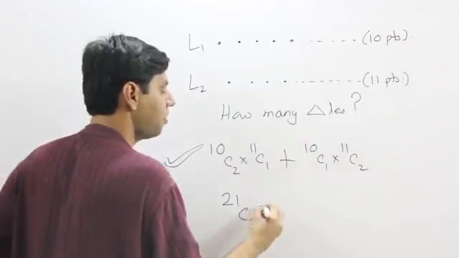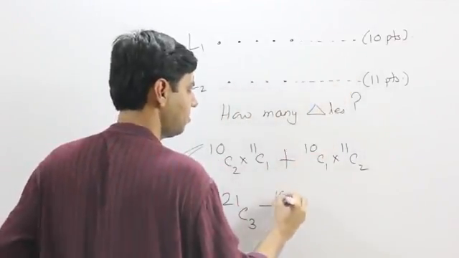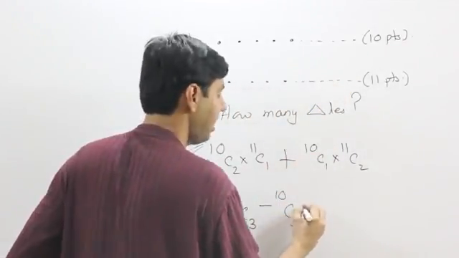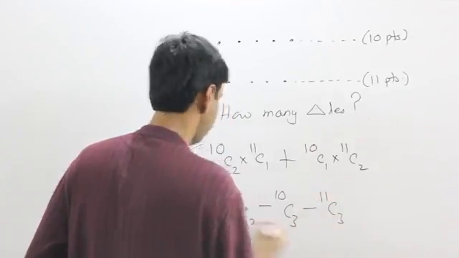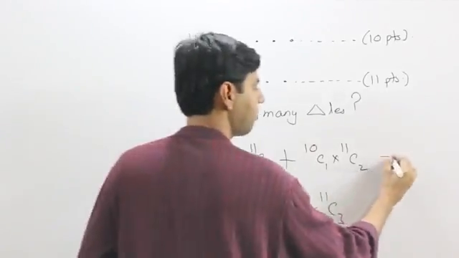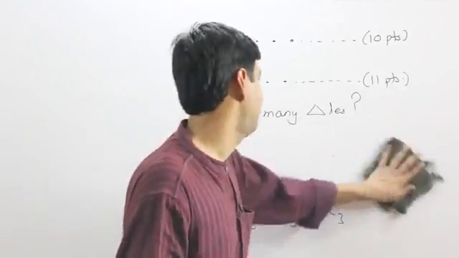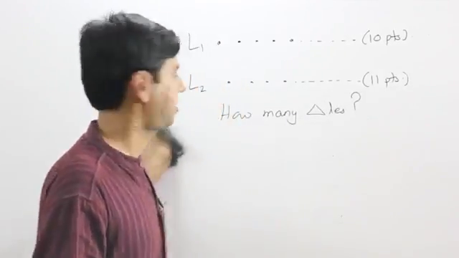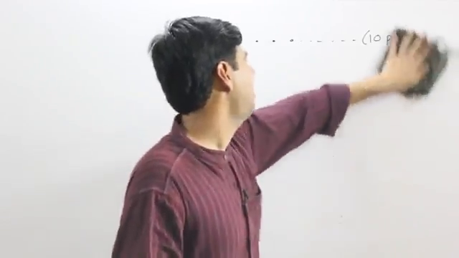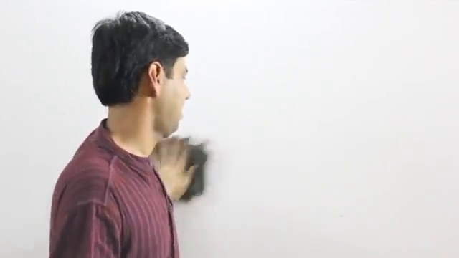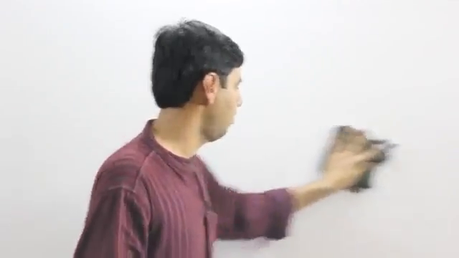Which ones will not form a triangle? 3 selected from the first one. So 10C3 will not form a triangle. 3 selected from the second line will also not form a triangle. And the 2 of them are going to be identical in numerical value. So this is about forming triangles from the points. They seem to be different, but you are using a combination concept here itself. And one more over here.